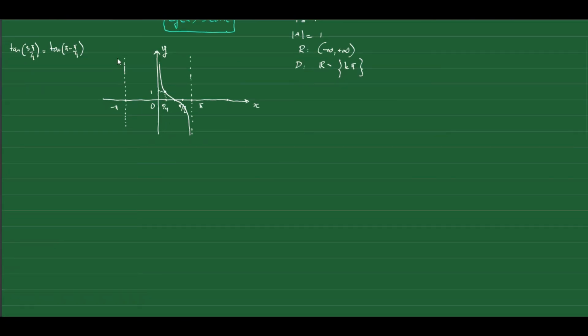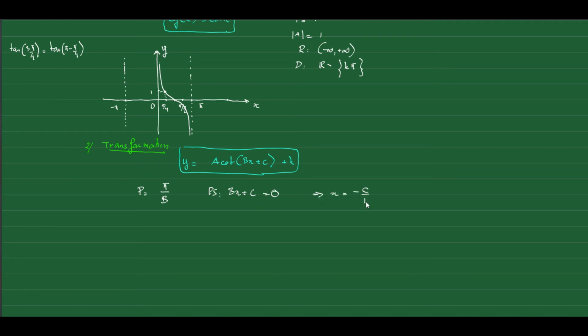So that is the parent one. Now, how about if we go ahead and apply transformation? It's kind of the same thing, everything the same. We apply transformation, we're going to have y equal to a cotangent of bx plus c, plus k. So the period will be pi over b, right? Phase shift is bx plus c equal to 0, so x equal to negative c over b. There you go, that's the phase shift.